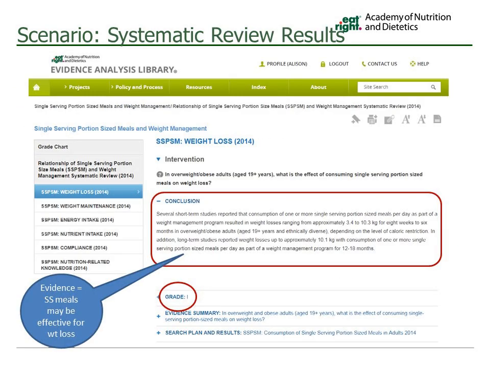Now this is a standalone systematic review, and this is a screenshot from that. You can see again it was also published in 2014. And the PICO question that was asked was, in overweight or obese adults, what is the effect of consuming single-serving portion-sized meals on weight loss? And so you can again read the conclusion statement. The bottom line of that statement is that single-serving meals may be effective for weight loss, which is great.